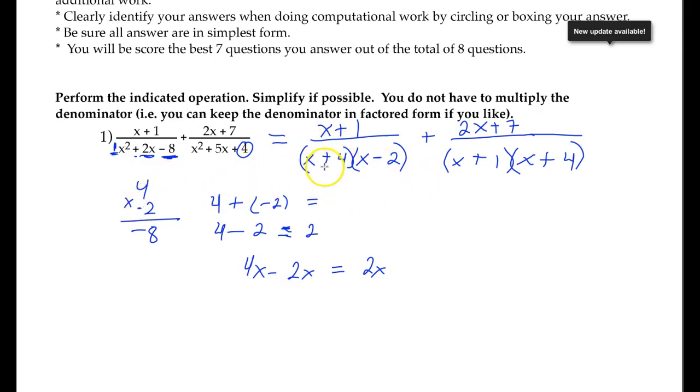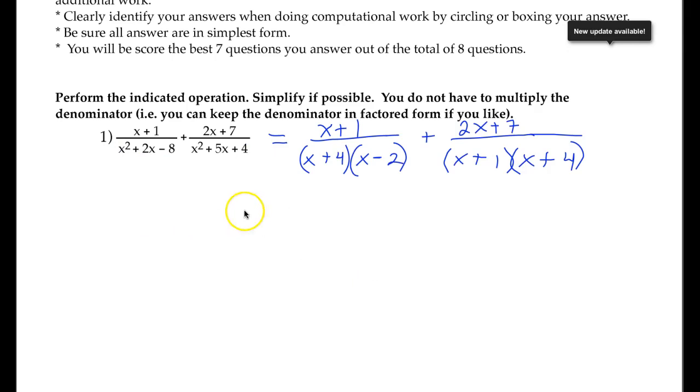And so now what you see here is that x plus 4 is common with both rational expressions. But we need to find out what the LCD is. So I'm going to erase what I have here.